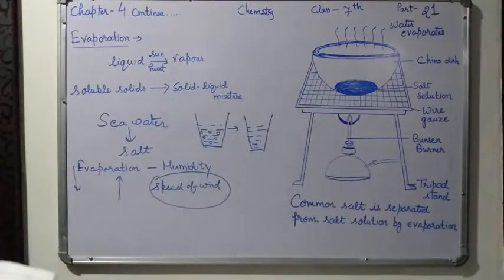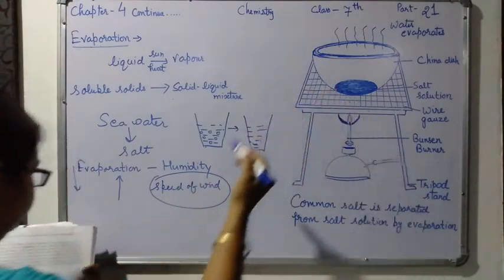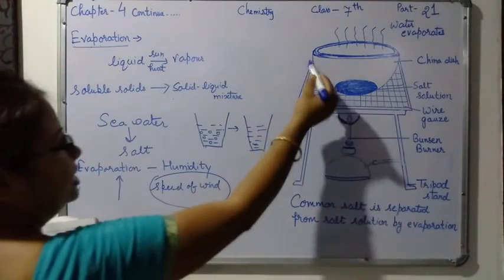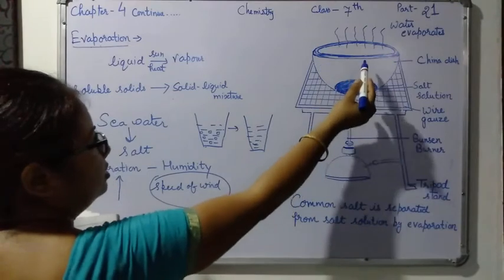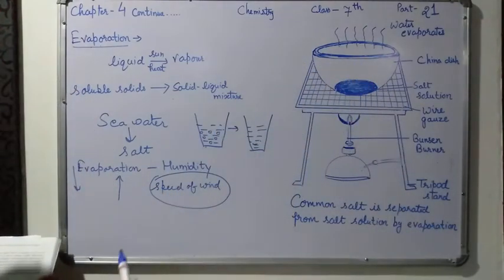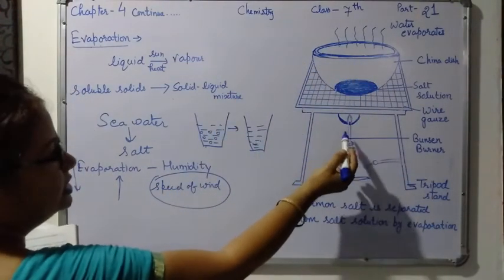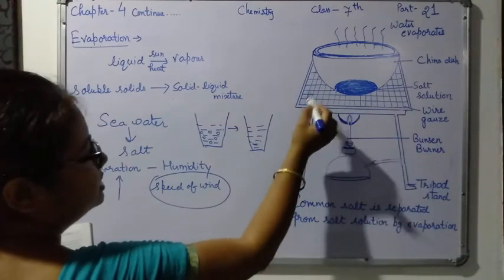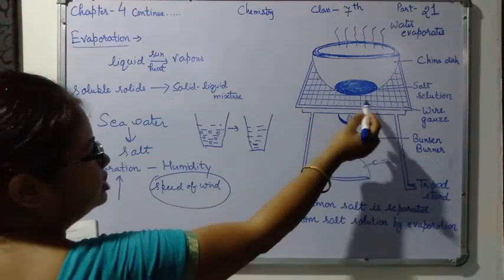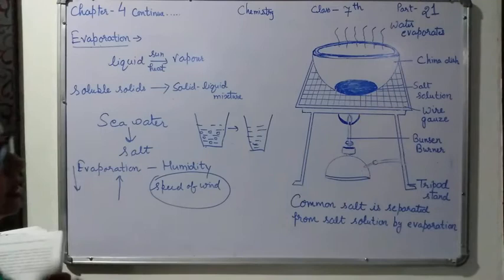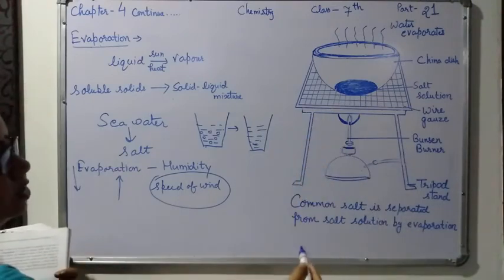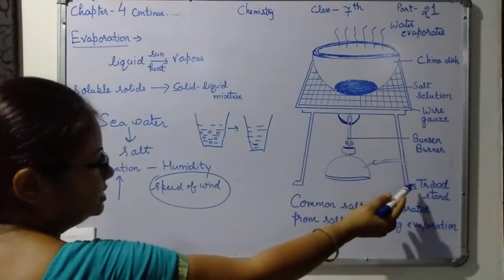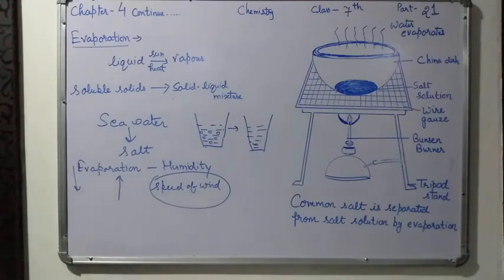In that you need common salt, a china dish. This dish is called china dish. Wire gauze. This square shaped structure is called the wire gauze. This one is Bunsen burner. This one is tripod stand. So these all things you need. And you need one beaker also.